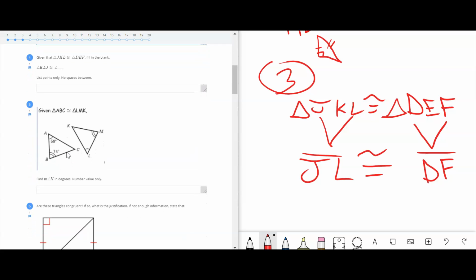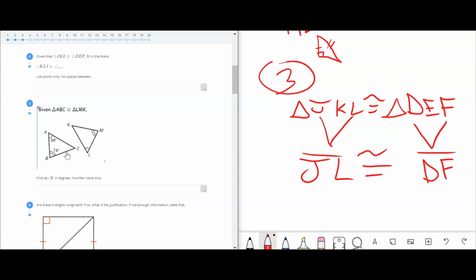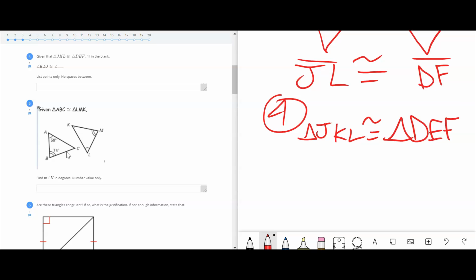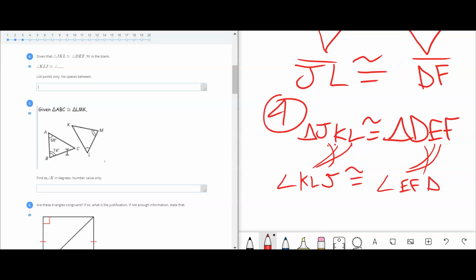Number 4, given that JKL is congruent to DEF, same thing. Now we're talking about an angle. Triangle JKL is congruent to triangle DEF, and they are asking us for angle KLJ. So what was that? That was the second, third, and first. So we're going to do the second, third, and then first, so it's going to be EFD. Order matters.